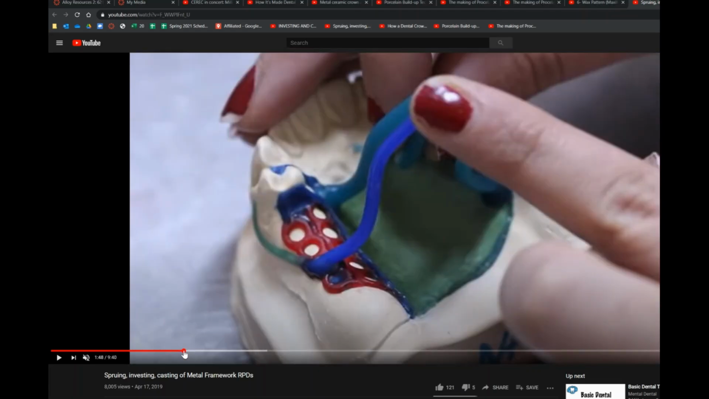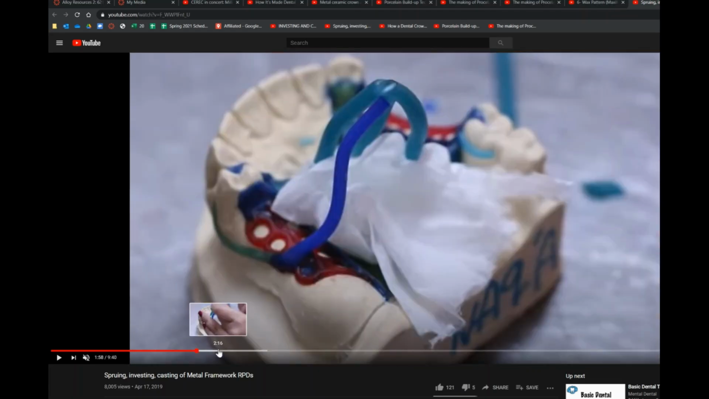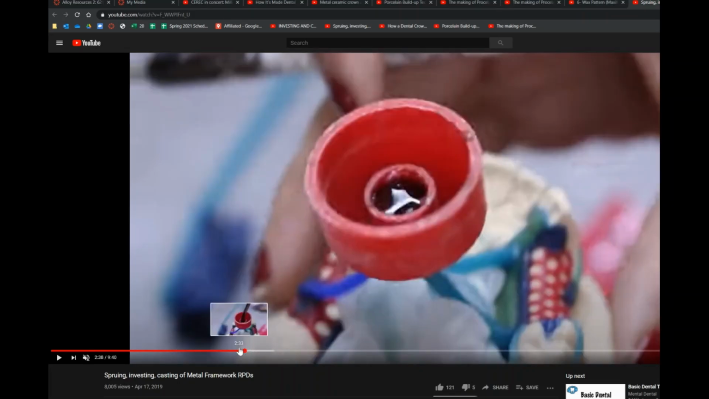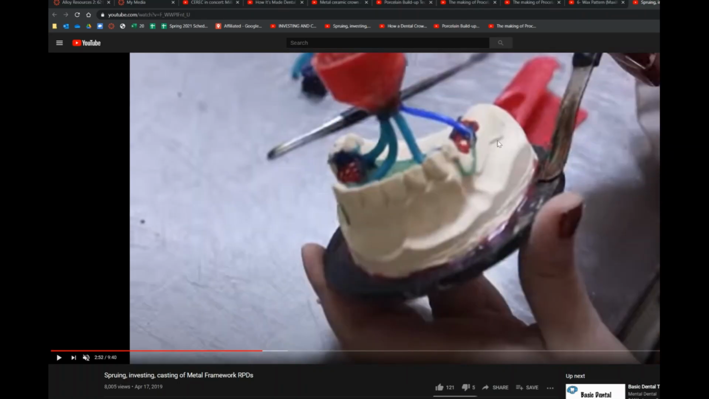So here they're just putting the wax on. Do you see her nail polish? And then they're putting this on top. As you will see now, we have all of this ready. That's the pattern that we have, and that is the sprue that we have on here.